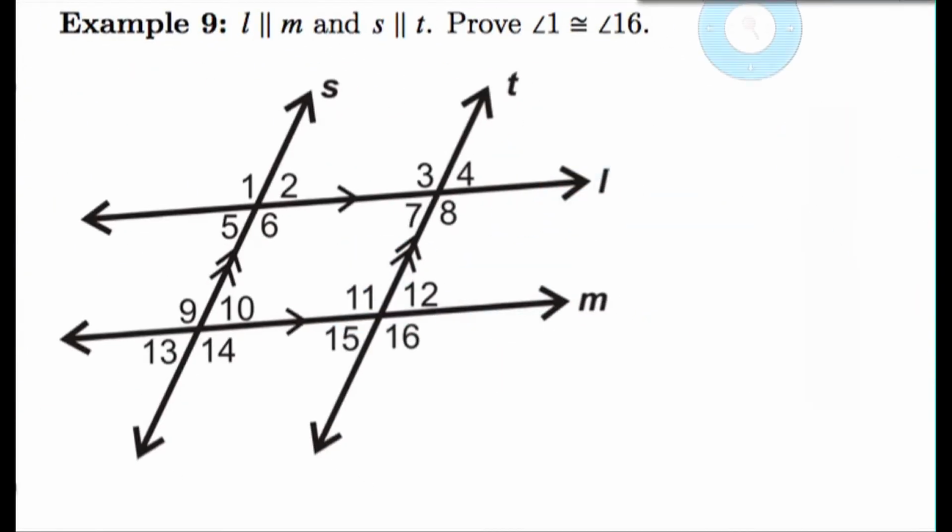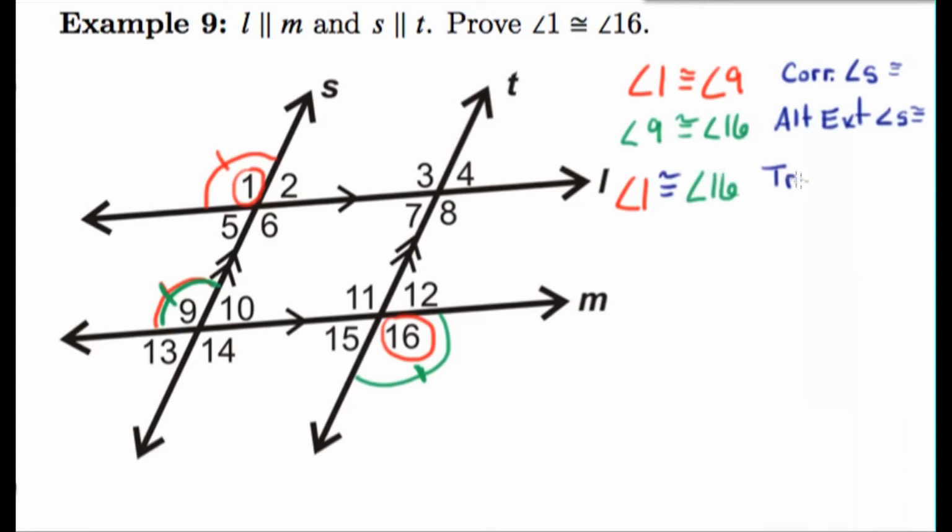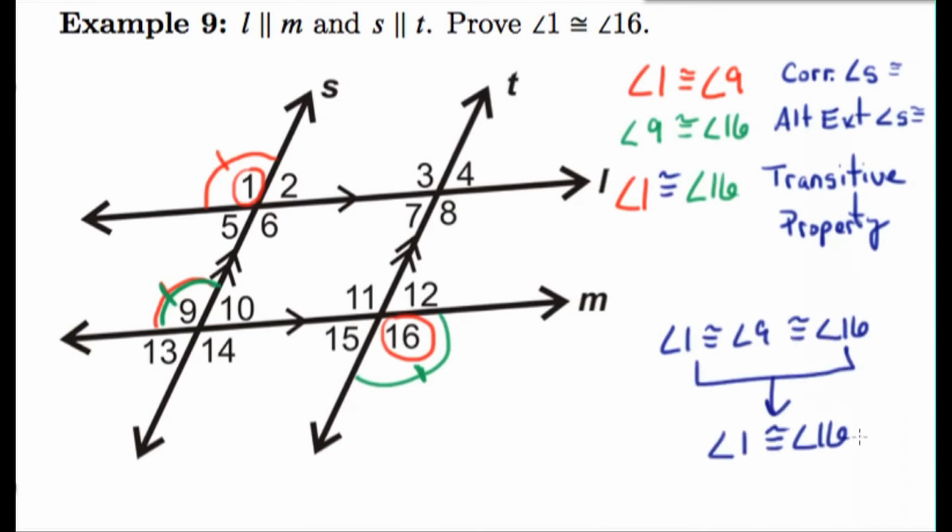Example 9. We know that L is parallel to M and S is parallel to T. We want to prove that angle 1 is congruent to angle 16. First, I can say that angle 1 is congruent to angle 9 because corresponding angles are congruent. Then I can say angle 9 is congruent to angle 16 because alternate exterior angles are congruent. Then I can say angle 1 is congruent to angle 16 by the transitive property. If angle 1 is congruent to angle 9 and that's congruent to angle 16, then angle 1 is congruent to angle 16.